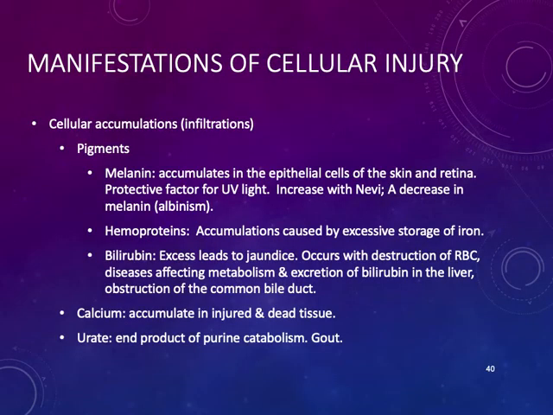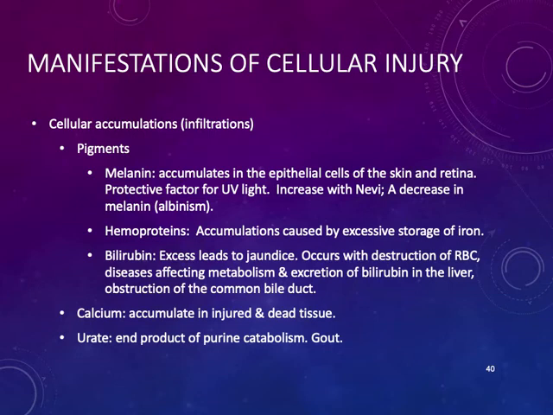Other forms of infiltrations are pigments. If you think about melanin, obviously it can be deposited in the skin, and we call those nevi, which are essentially moles. Or you could have a decrease in melanin, and that's usually albinism. Another thing too is it's obviously in your epithelial cells, but it also is by the eyes too, and it's actually a protective factor for UV light.